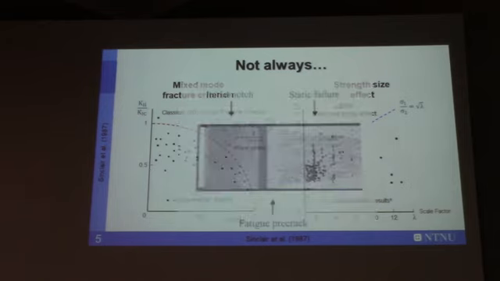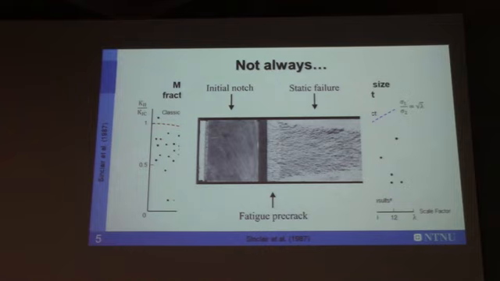A classical example is that of the fatigue pre-crack. Here you can see a fatigue pre-crack in a classical measurement of fracture toughness. You can see here that the fatigue pre-crack has a bowed crack front, but we don't know why this crack front is bowed.